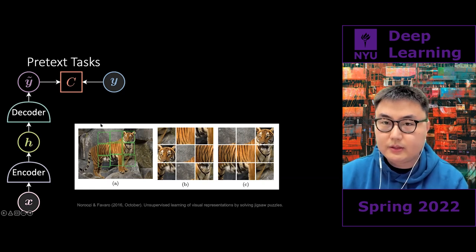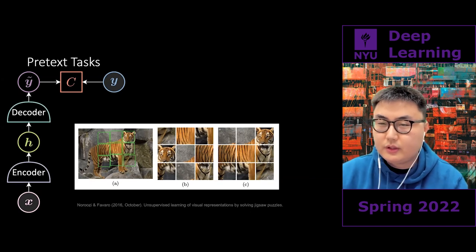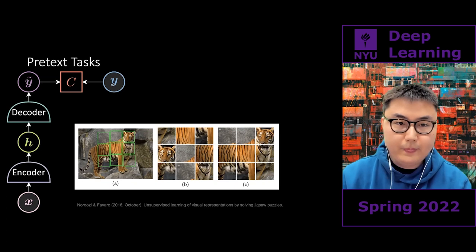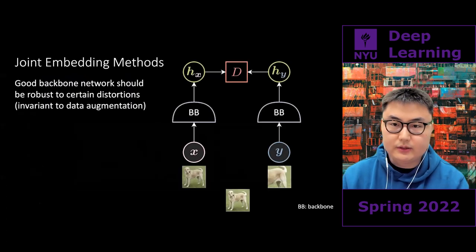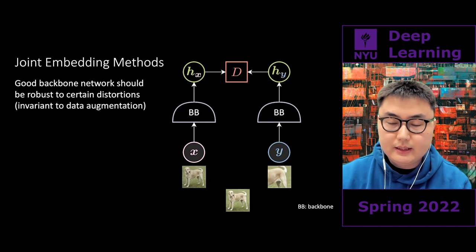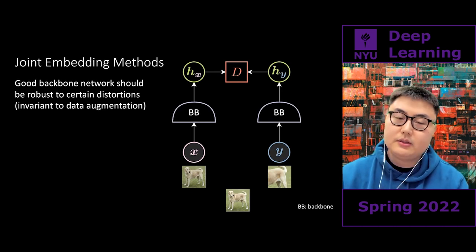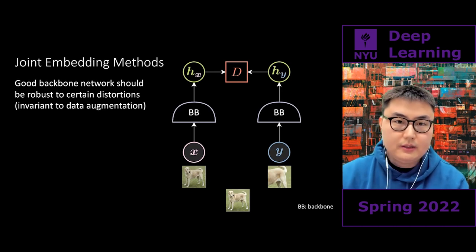Those two methods were quite popular between 2014 and 2018 or even 2019. But then the joint embedding method came out, and it basically dominates the self-supervised representation learning field.